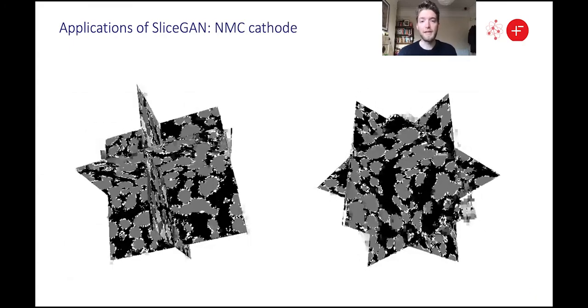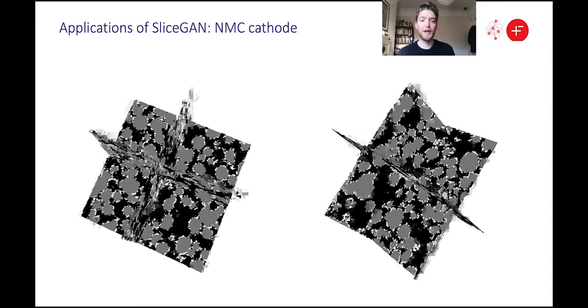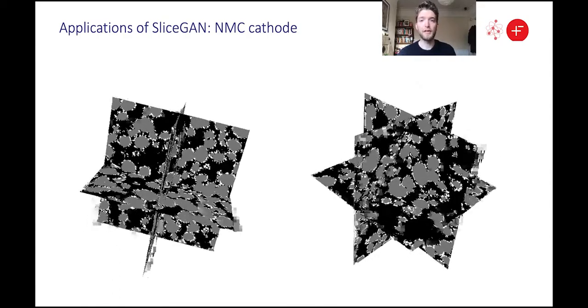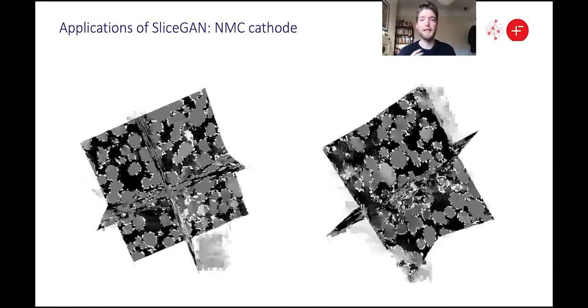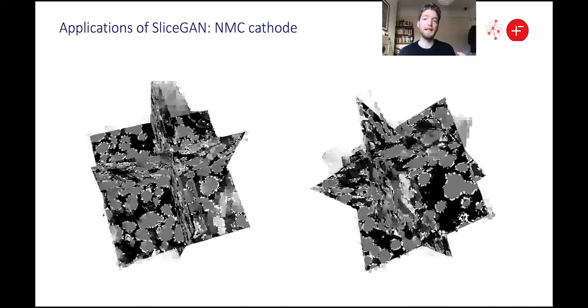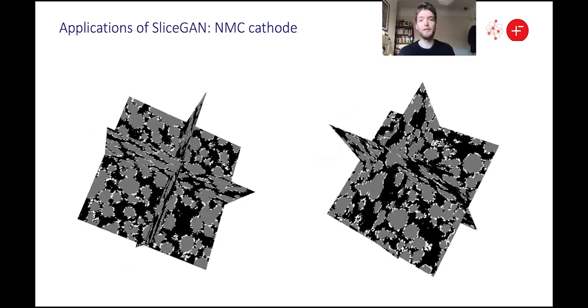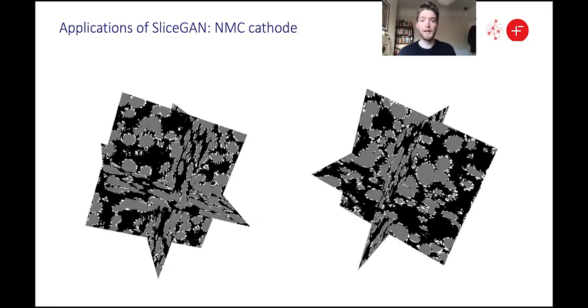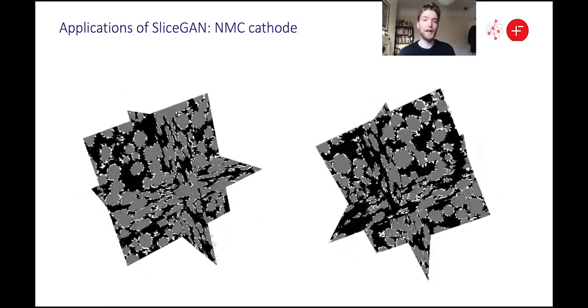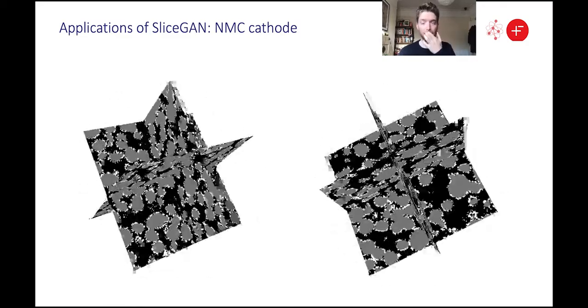This is an NMC example. On the left is the training data. We actually only used a single slice through that, but it's quite useful to compare 3D to 3D. So we took a 3D data set, took a slice through it, and then applied SliceGAN to that. And on the right, you can see that fake version. On the left, you can see the real one, and they're pretty indistinguishable.